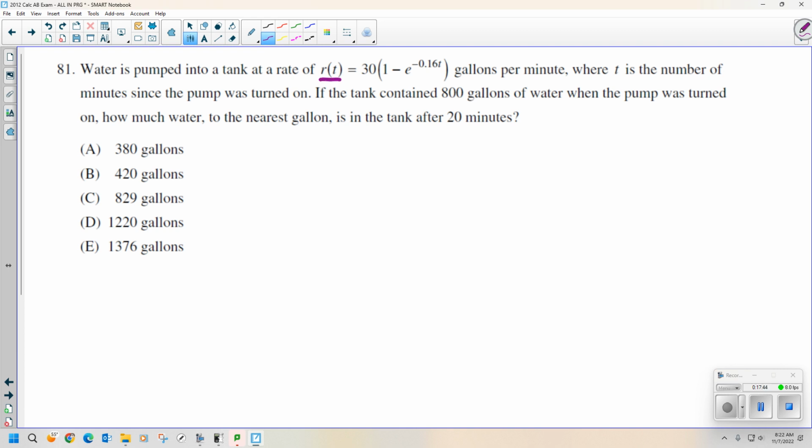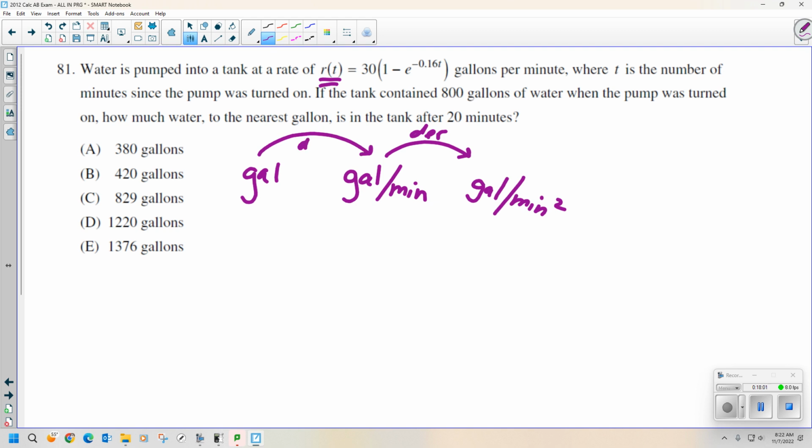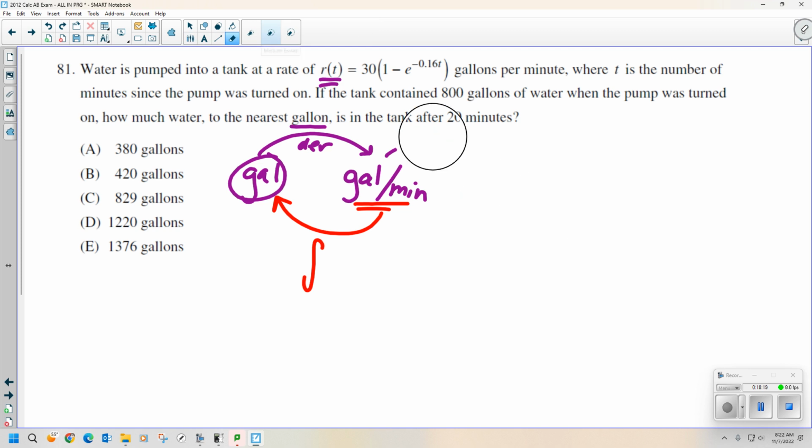This is my rate. Whenever I have a rate, in this case it's gallons per minute, if I take the derivative of it, I go gallons per minute squared. I would start with gallons, and when I take the derivative, that gives me my rate. They want to know to the nearest gallon how much water's in there. So they want this. I have the rate. I need to integrate to go back. Okay, so that's the first thing. I need to integrate to go back.